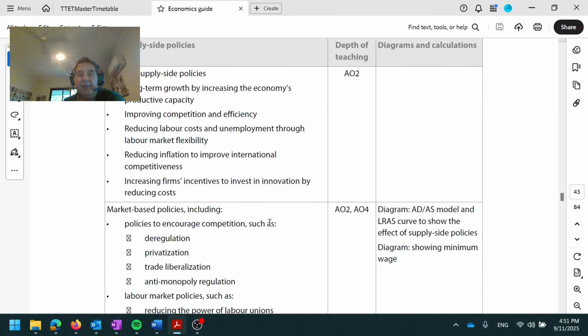Supply side economics, you can see there the goals. Long-term growth by increasing the economy's productive capacity. So we're trying to shift out the LAS, but remember, whatever we shift out the LAS, we can shift the SAS out as well. The whole purpose of it is it's a reaction to stagflation.